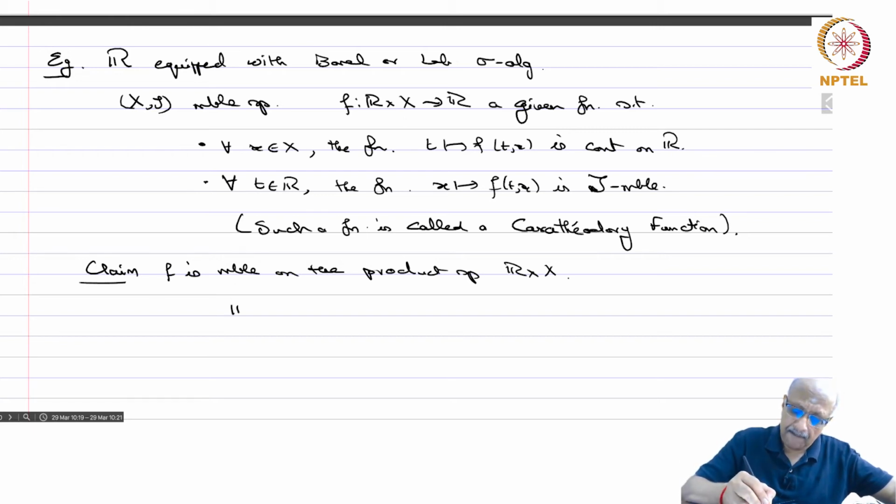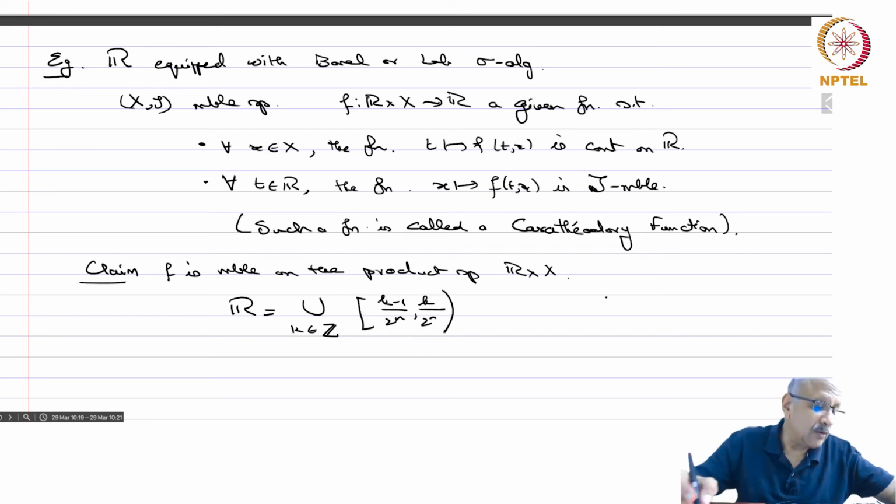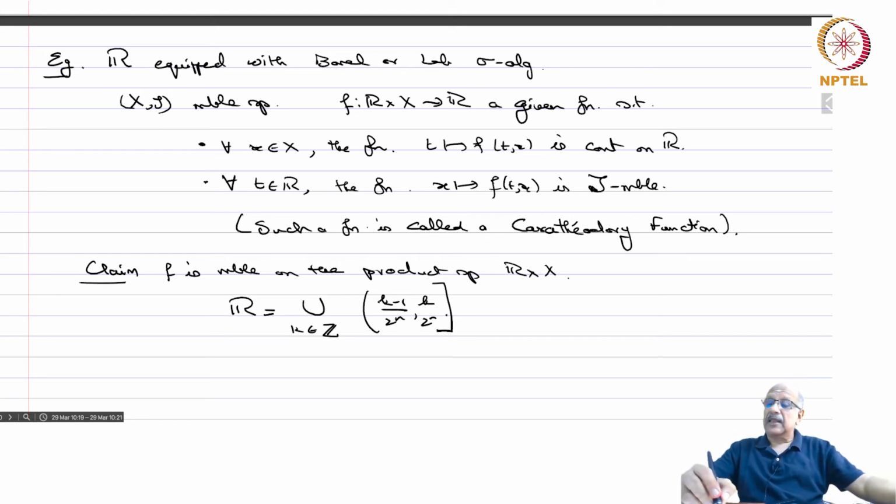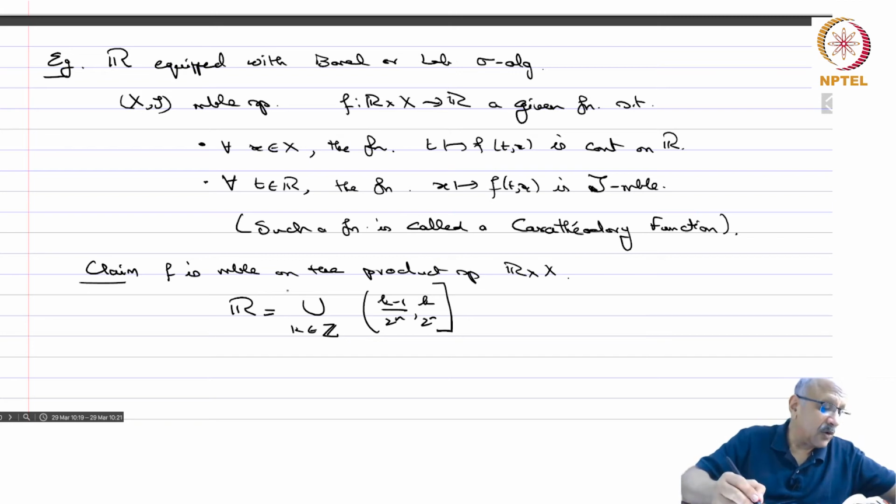So R equals the union over k belonging to the integers of (k minus 1)/2^n, k/2^n. You can take it either way, so let us take it open here and closed here. So I am dividing the real line into subintervals, each of length 1/2^n, very small when n is large, and then R is the union of all these semi-open intervals.